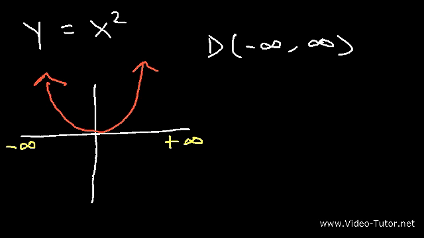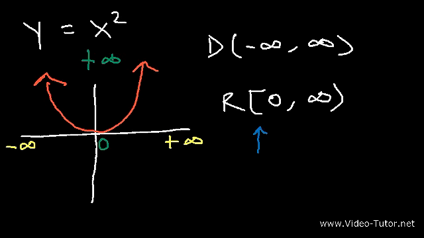Now what about the range? What is the lowest y value that you see? The lowest y value of this function is 0. It will never be below 0. It can never be negative. Anytime you square a number, it's always going to be positive, unless you square 0, which is 0. The highest y value is infinity. Therefore, the range is from 0 to infinity. And since it includes 0, you need to use a bracket.